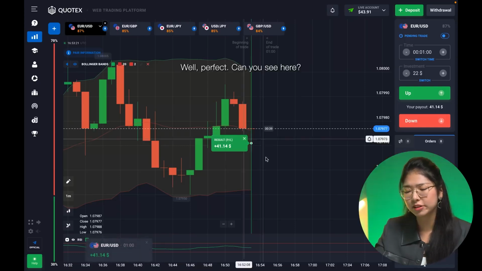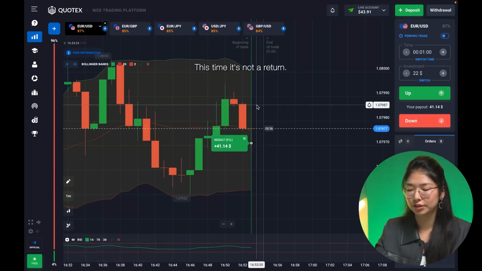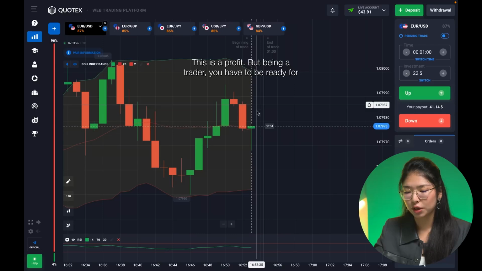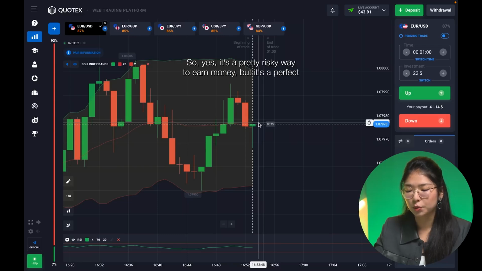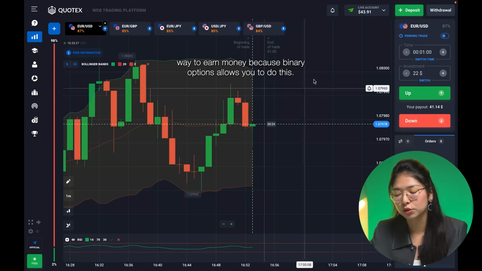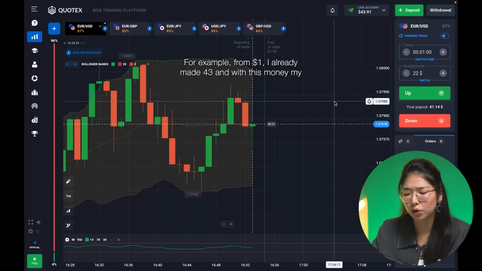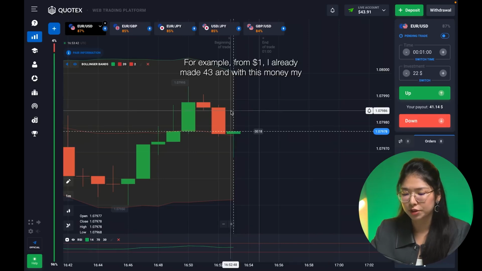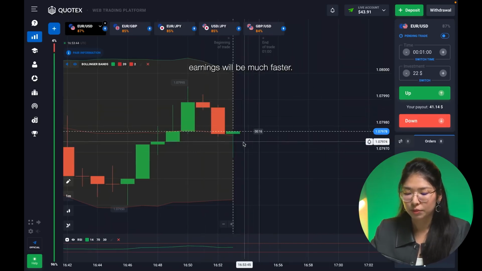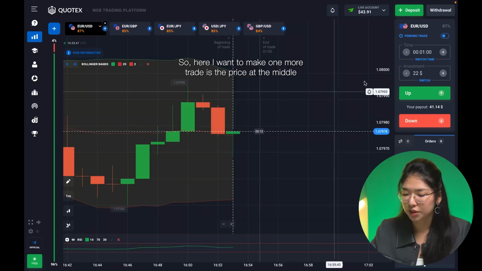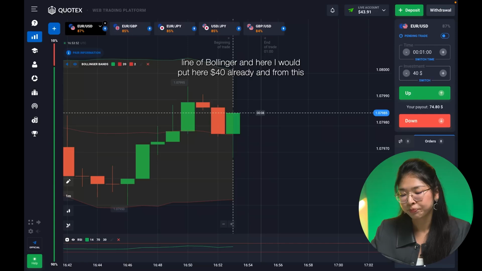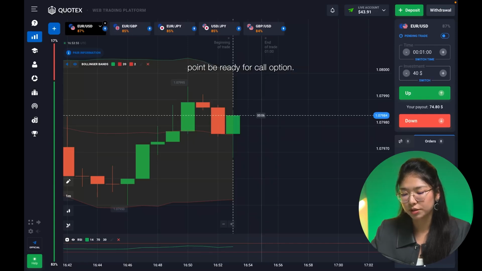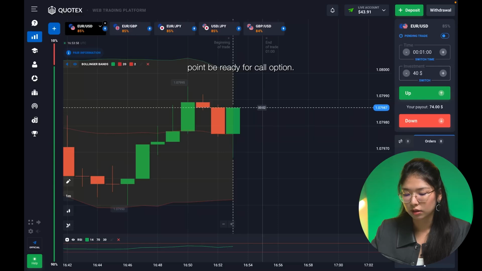Brilliant, guys. Can you see here? This time it's not a return, this is a profit. But being a trader, you have to be ready for moments where you can lose your money. And yes, it's a pretty risky way to earn money, but it's a perfect way to earn money because binary options allows you to do this. For example, from $1, okay, $1, I already made $43, and with this money my earnings will be much faster. So here I want to make one more trade, either price at the middle line of Bollinger, and here I would put here $40 already, and from this point be ready for call option.